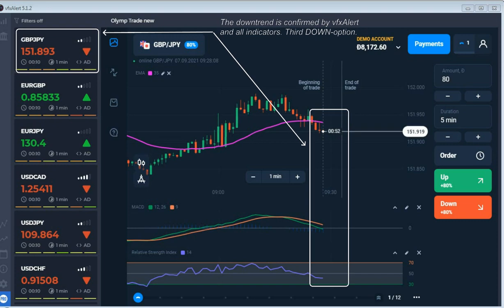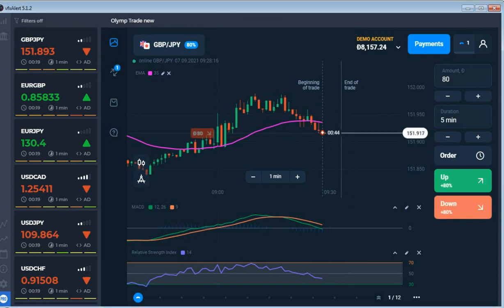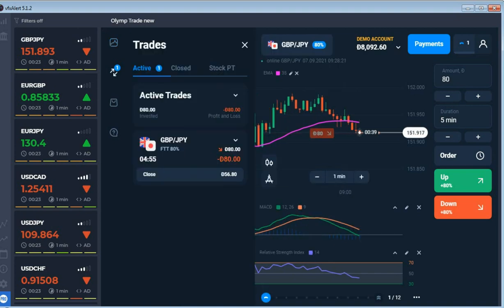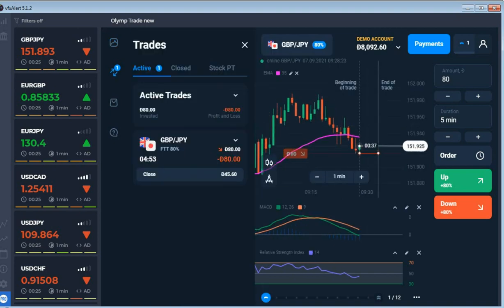Strong signal for the strategy for the third down option. The price breaks the moving average from top to bottom. MACD is below the zero level. RSI is heading towards the oversold zone.